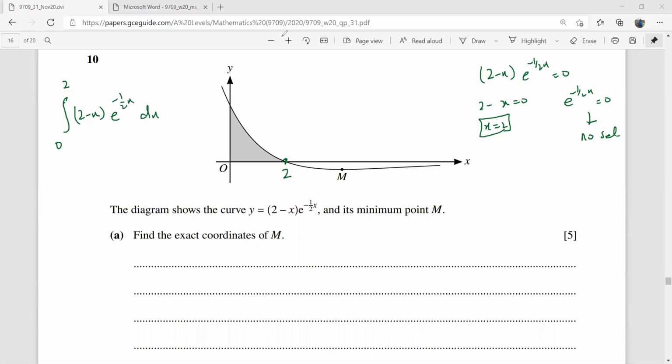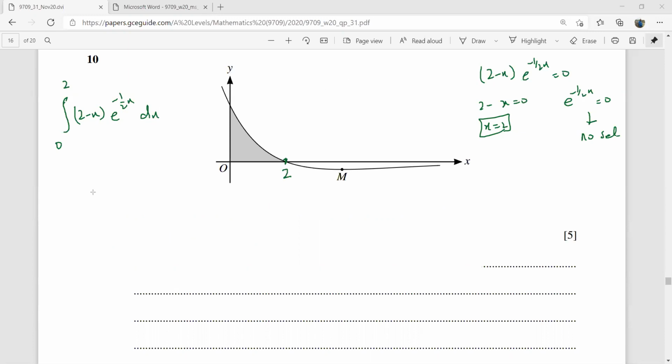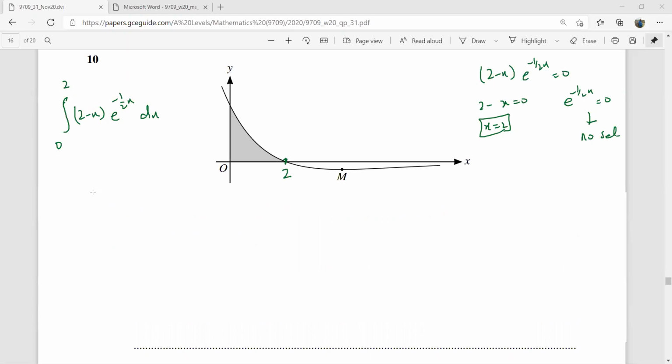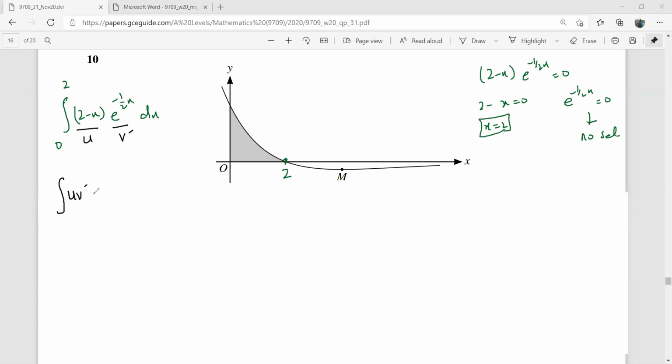You must have realized that this is going to be a question on integration by parts. 5 marks. Again, don't be hasty. We have 4 minutes to complete that. This is going to be my u, and this is going to be my v dash. If you have to integrate u v dash, just write the formula. That will be uv minus the integral of u dash v dx.